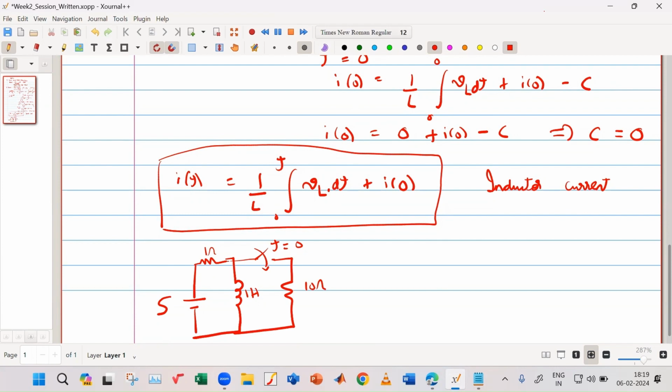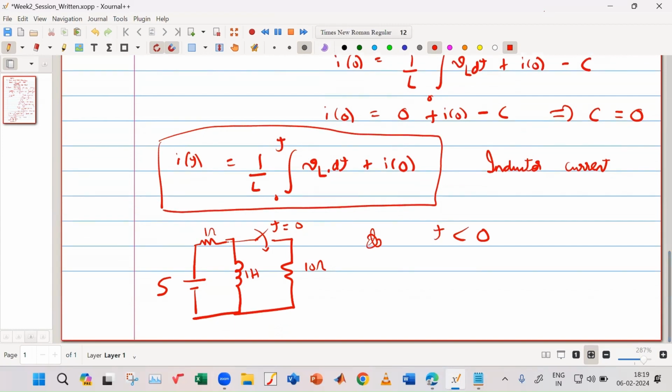So can you tell me, before, when the switch was open, what was my circuit at t less than 0? Okay, what is your circuit? It is just your resistor. Current is only passing through the inductor. How much is that current?